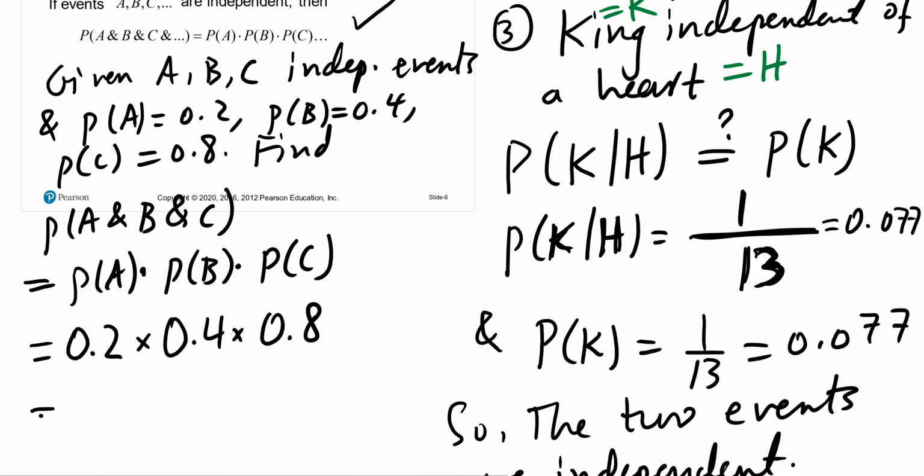And all we have to do, just multiply them out. Multiply all the 3 numbers out. 0.2 times 0.4 times 0.8. So that gives us 0.064.